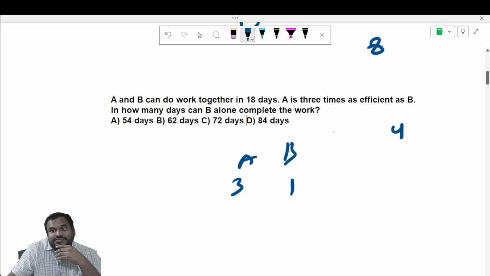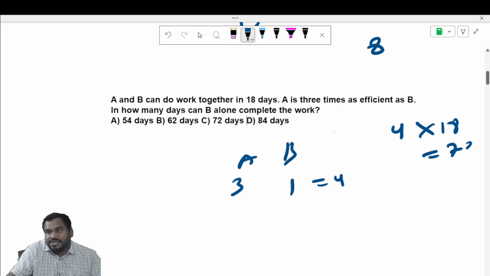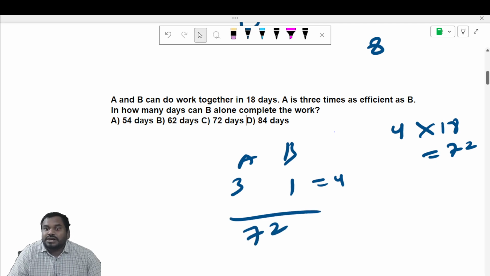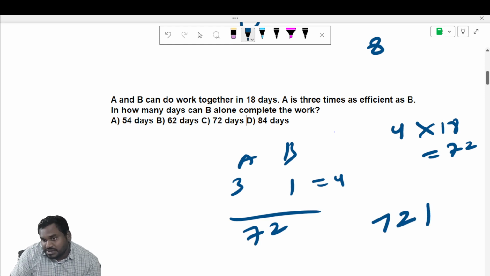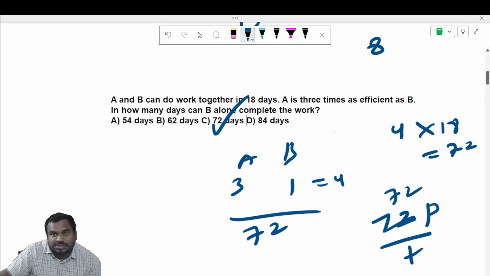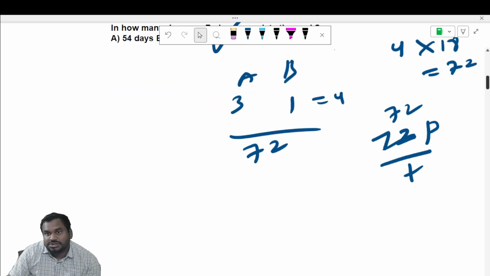If they work together, if you add them, it will be 4. So 4 is their combined efficiency. So 4 is the efficiency if they work together, into 18, so it will be 72 parts of work. So the total work is 72 parts of work. And A is 3 times the efficiency of B. In how many days can B alone complete the work? B's efficiency is 1, right? So 72 parts of work will be finished by B alone in 72 days. So C is the answer for this question.